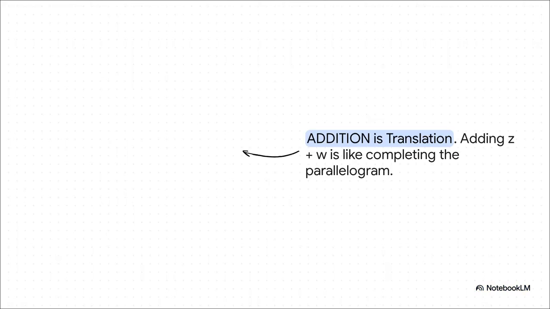So, adding two complex numbers is surprisingly simple. Think of it like a journey. You travel along the path of the first number, z. Then, from where you stopped, you travel along the path of the second number, w. The spot where you end up, that's z plus w. It's just adding two trips together.